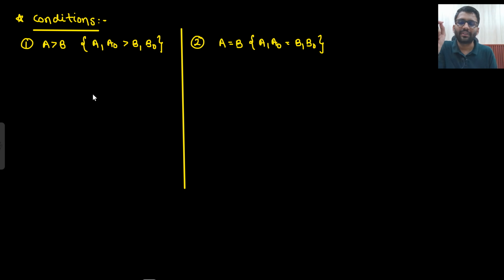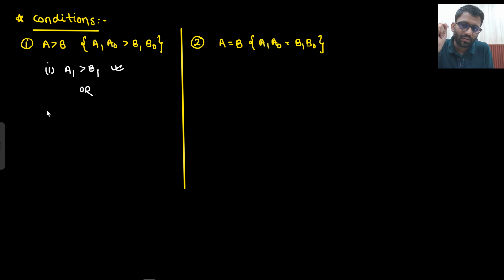Let's write down the final expression for a greater than b. But before that, let's check the conditions when a can be greater than b. First condition is that if your a1 is greater than b1, do you need to look at a0 and b0? No. If a1 is greater than b1, then certainly a will be greater than b.